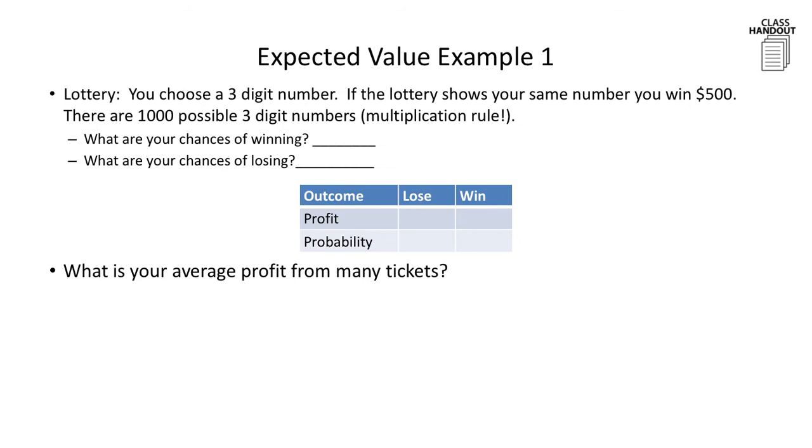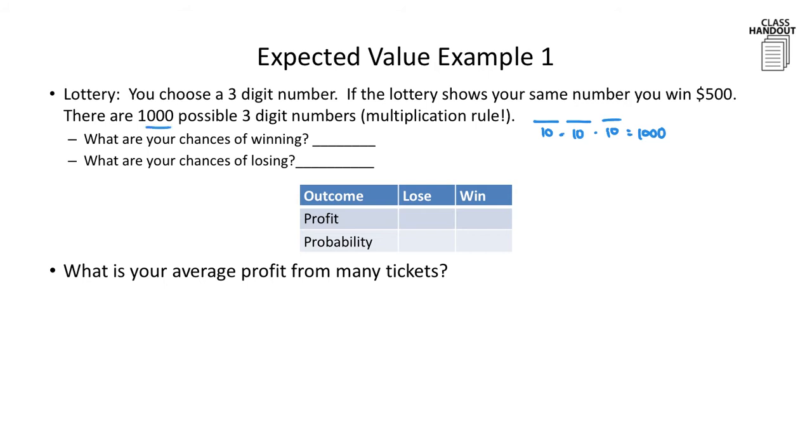All right, so let's look at an example. Suppose that we're playing the lottery and we choose a 3-digit number. If the lottery shows our same number, we win $500. There are 1,000 possible numbers, and we can figure that out using the multiplication rule. This is a 3-digit number, and assuming that we can choose 0, there are 10 different options for the first digit, 0 through 9, 10 options for the second, and 10 options for the third. If we multiply all of those, that gives us 1,000 different possible numbers.